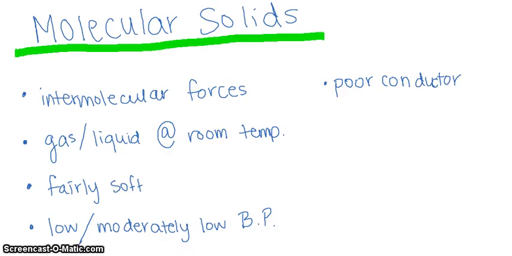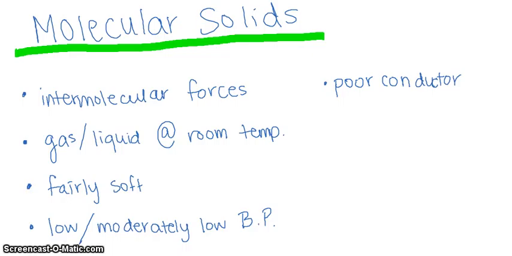Most substances that are gases or liquids at room temperature form molecular solids at low temperatures. Some properties include being fairly soft due to weak intermolecular forces, a low to moderately high melting point, usually below 200 degrees Celsius, and they are usually poor thermal and electrical conductors.